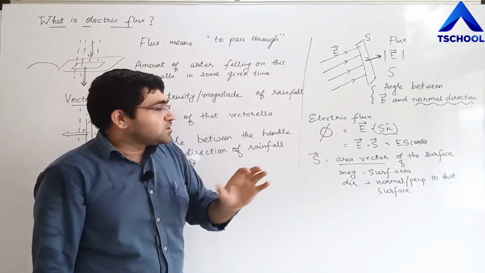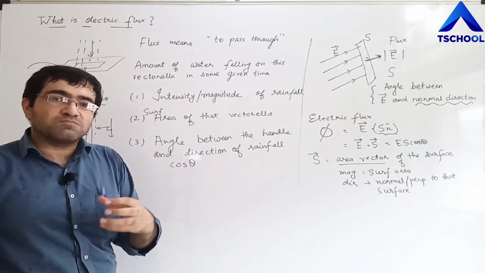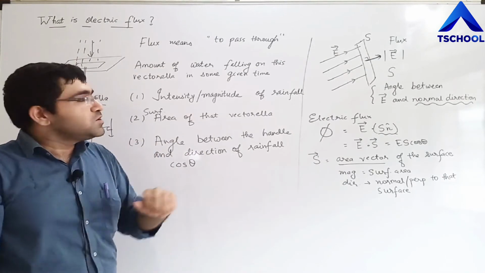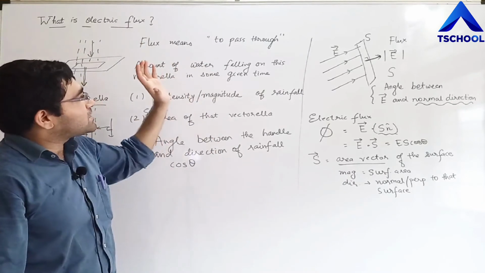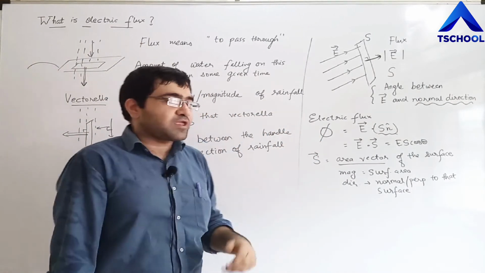Okay, right? So this is the formula of electric flux. Again, flux means how much is passing through. So when we say electric flux, it means how much of the electric field goes through that particular surface, right?